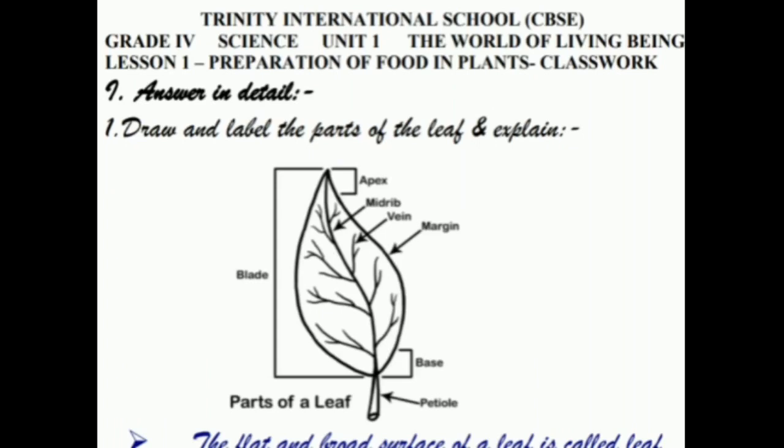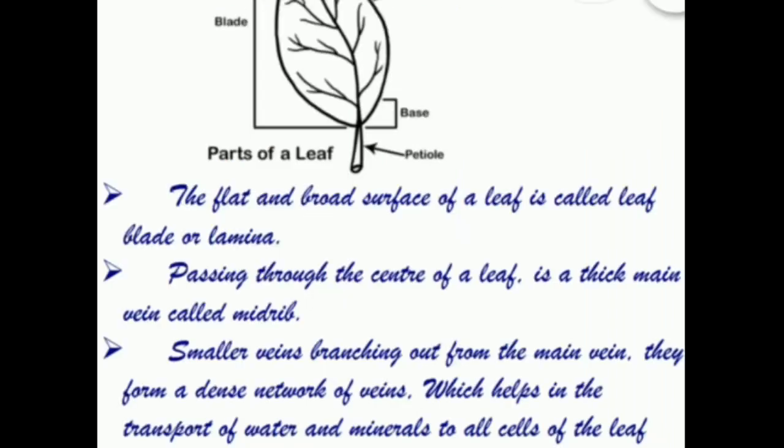Roman 5. Answer in detail. Question number 1. Draw and label the parts of the leaf and explain. Children, draw the picture of leaf and label the parts. Then write. First point. The flat and broad surface of a leaf is called leaf blade or lamina. 2. Passing through the center of a leaf is a thick main vein called midrib.